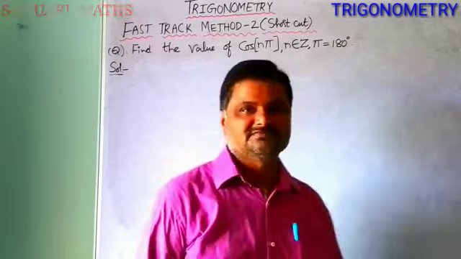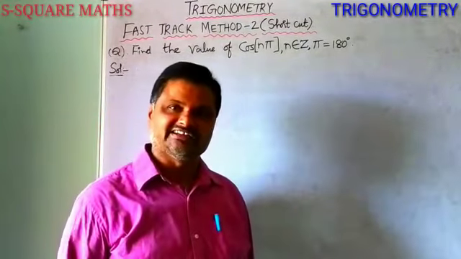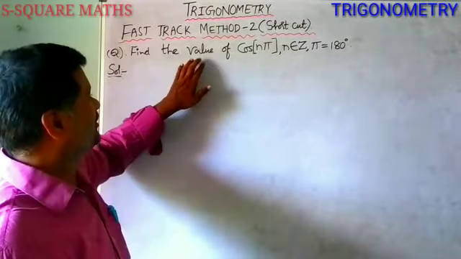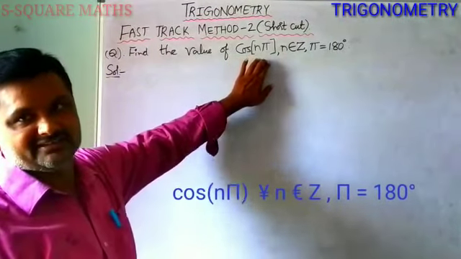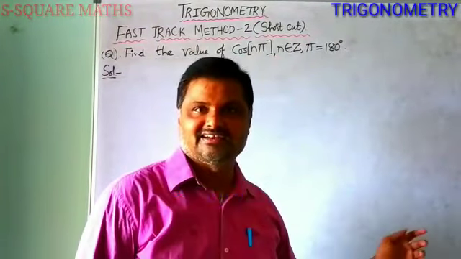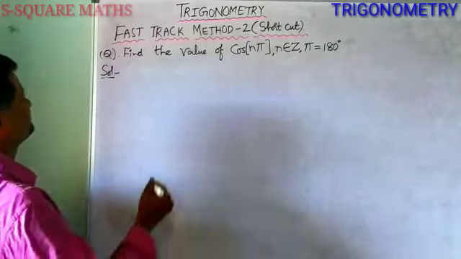In pi values by the fast track method and the regular method. Now we are going to discuss the value of cos of n pi, where n is an integer and here pi is 180 degrees. Let us go through our solution now.